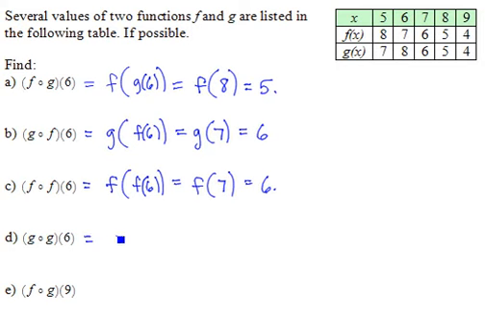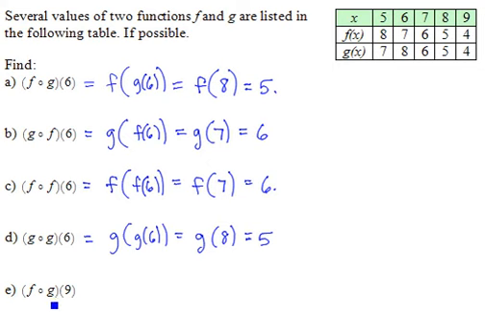How about g of g of 6? Well, g of 6 in the table is 8, so we have g of 8. Again, back to the table, if we scroll over to 8 and go down to g, we see that g of 8 is equal to 5, and the answer is 5 in this case.